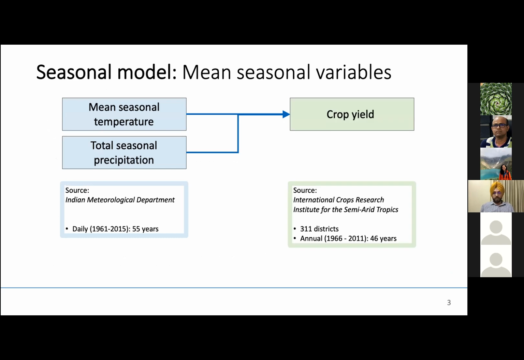And with these two independent variables, we modeled annual crop yields as the dependent variable, or the variable of interest. So we have the independent variables on the left side and the dependent variable on the right side. This crop yield data was acquired from the International Crops Research Institute for the Semi-Arid Tropics. And this is again at district scale from 1966 to 2011. So my discussion today will only focus on rice for want of time, but we have analyzed 9 other major crops, but we'll only discuss rice today.